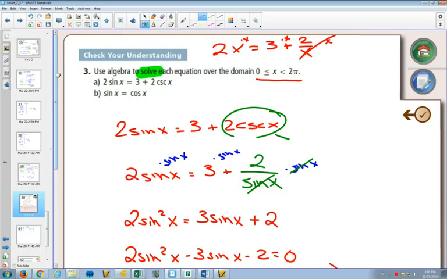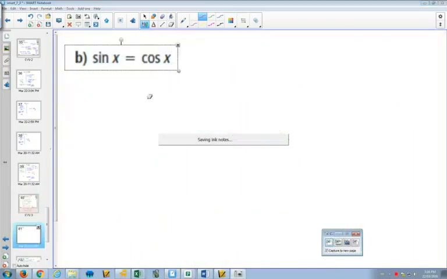That was equation number 1. Part B. Sine x is equal to cos x. 2 ways you can solve this. 1, maybe you just know. Anybody have an idea from just knowing where sine x is equal to cos x? Pi over 4. From your unit circle, you know it's root 2 over 2 and root 2 over 2. Okay?